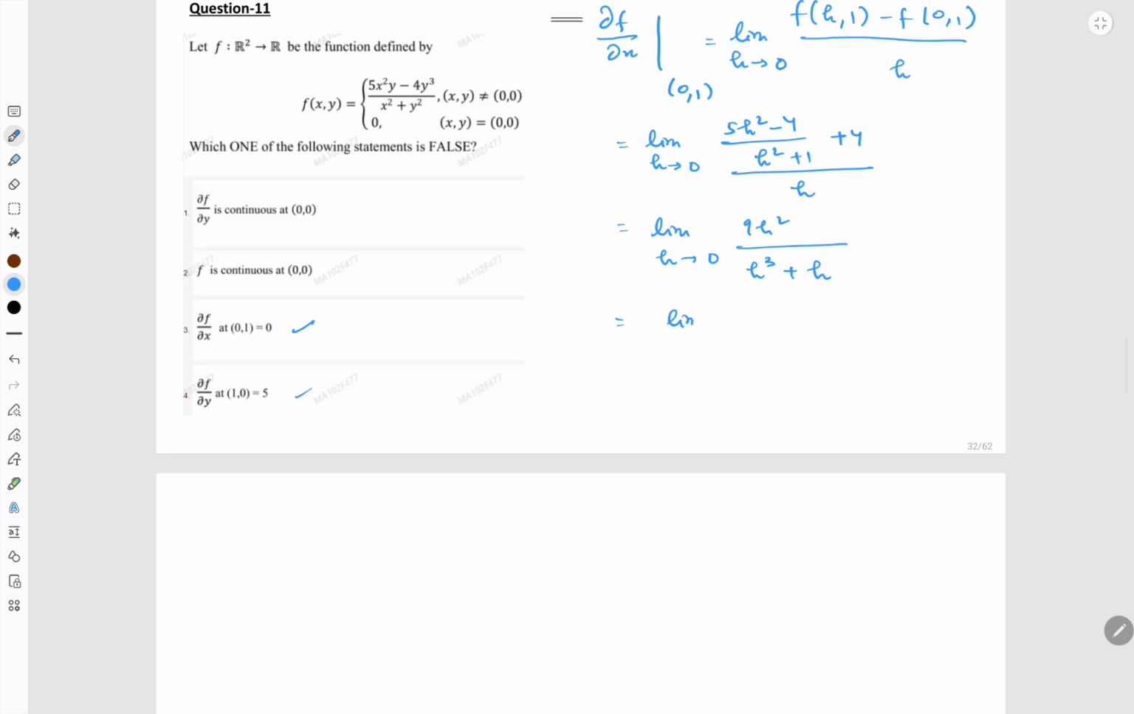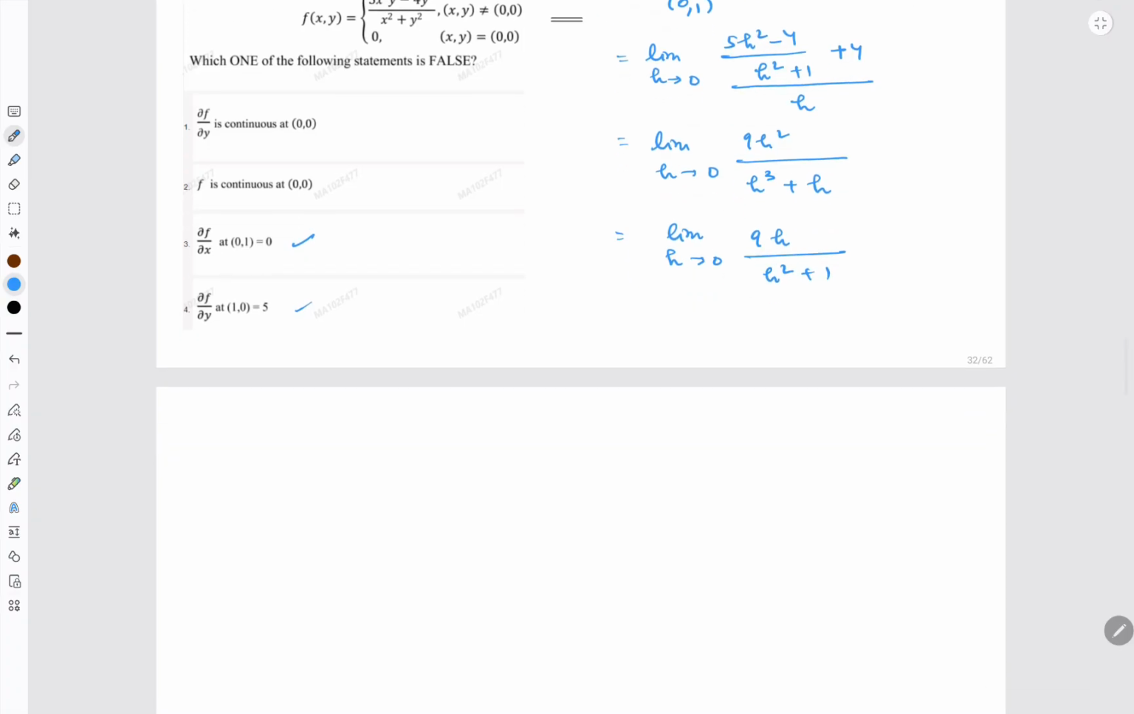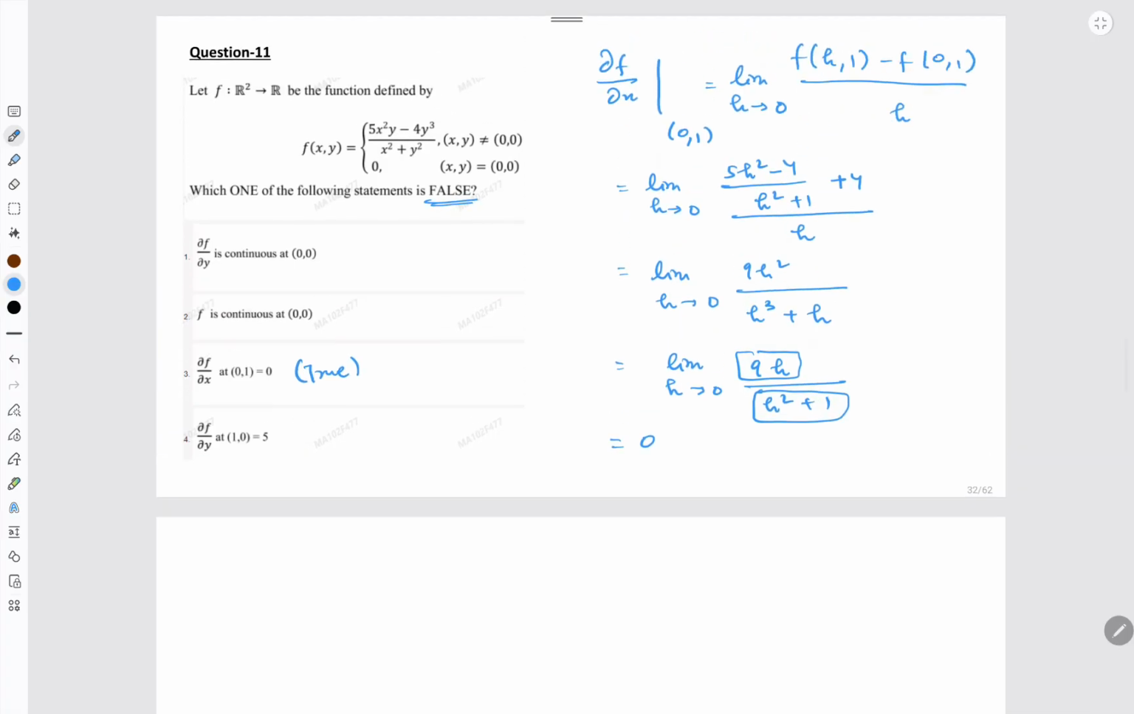So it is limit h tends to 0, 9h by h square plus 1, right? Now if h is tending to 0, this quantity will tend to 1 and this quantity will tend to 0, that means this thing will tend to 0. So option 3 is correct. So it is not our answer as of now, because it is asking which option is false.